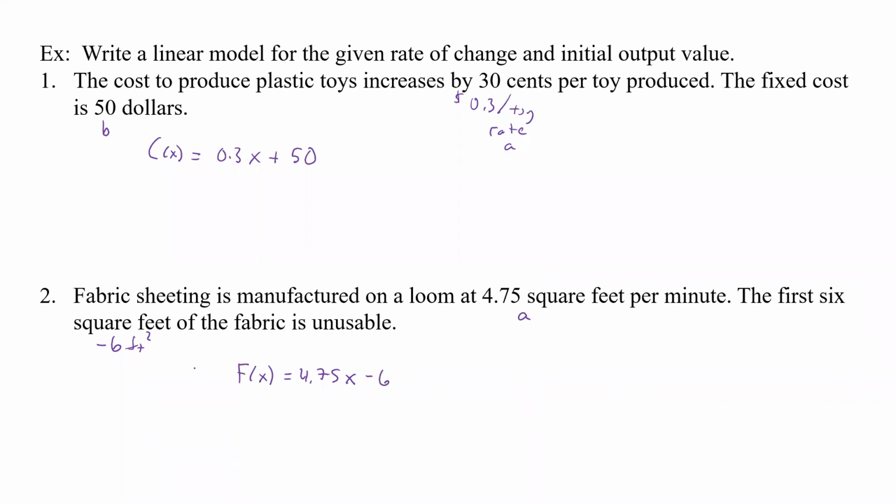And so that would be an equation, or a linear model, for the rate of change, which is how much is manufactured on a loom per minute, in square feet. And we have to get rid of those first 6 square feet. And so that would be our function after that.